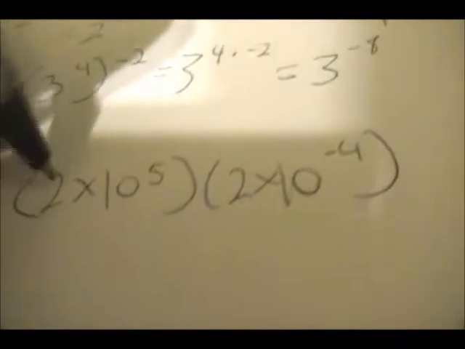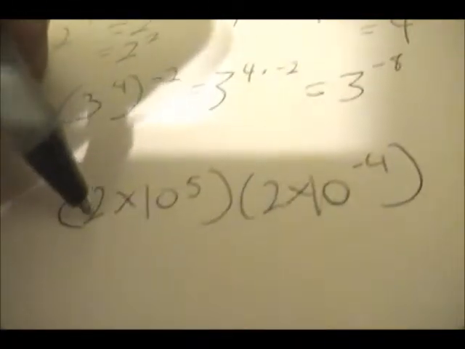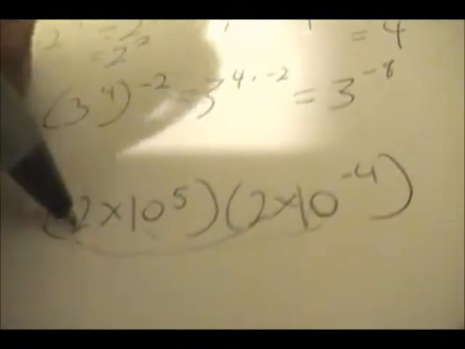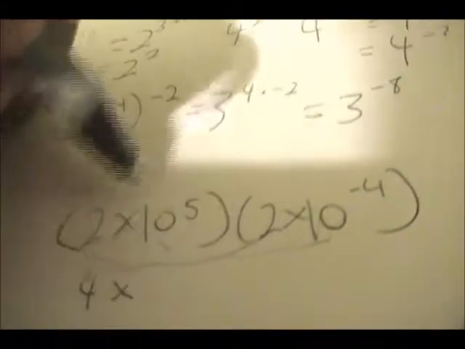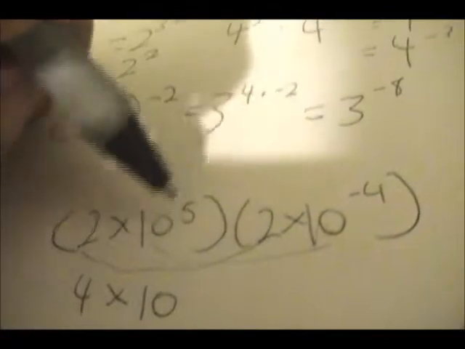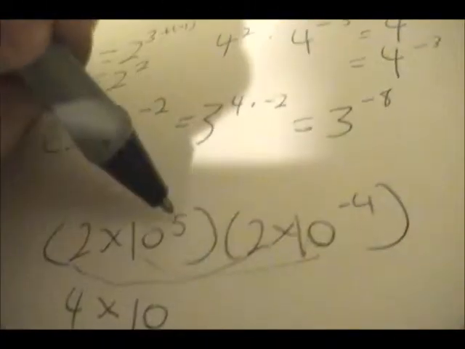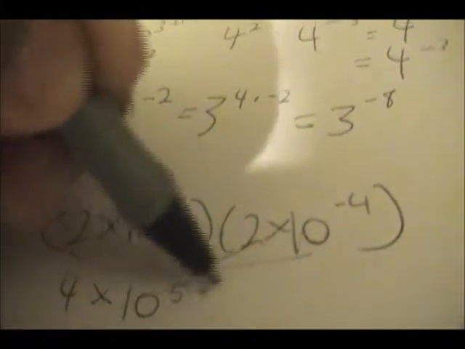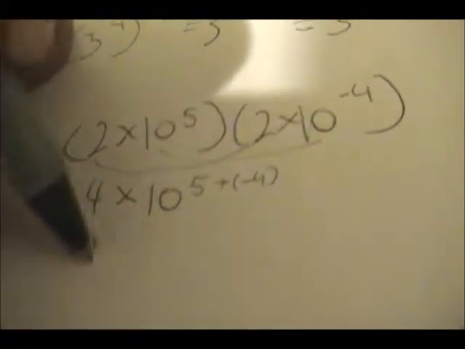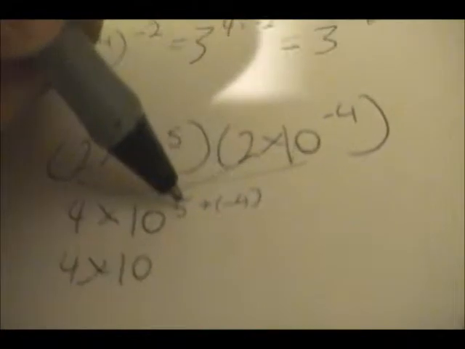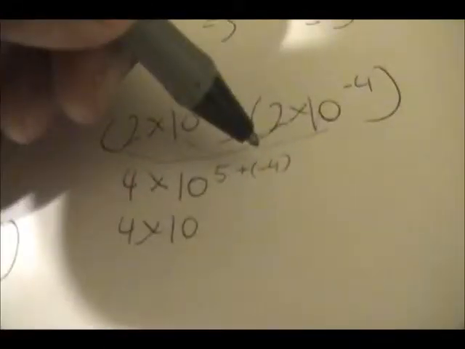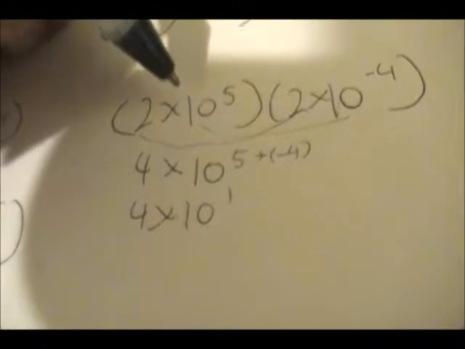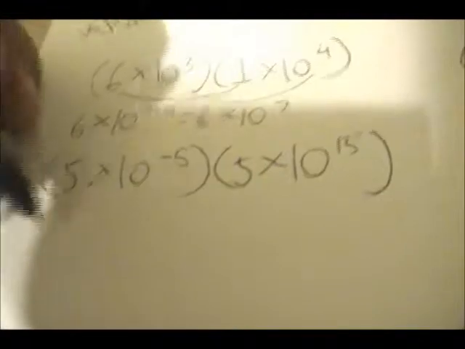Alright, then look here. We have to do the same thing here, right? 2 times 2 is 4 times 10. Now we have the same base here. So it's going to be 5 plus a negative 4, right? Because it's a negative 4. So it equals 4 times 10 to the 5 plus negative 4, which is going to be just 1, right? Because it's going to be 5 minus 4. Okay, last one. Let's do this one.